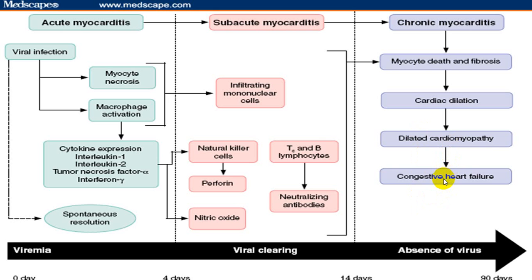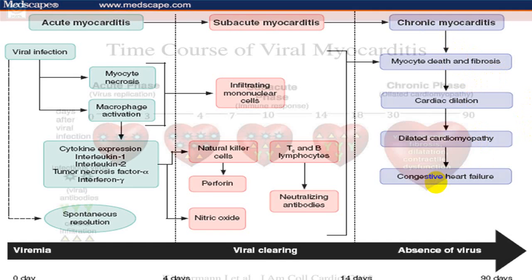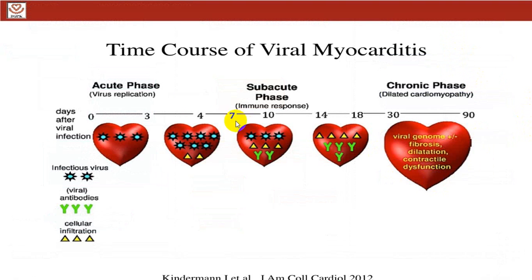heart failure. During the subacute stage, a person can have viral clearing, and in the chronic stage usually the viruses are cleared, there is absence of virus, but because of chronic myocarditis damage, there is myocardial cell damage and fibrosis. It undergoes dilatation, so it will give rise to dilated cardiomyopathy, and finally it ends into congestive heart failure. So acute phase, subacute phase and chronic phase.